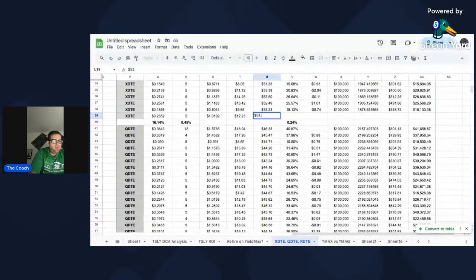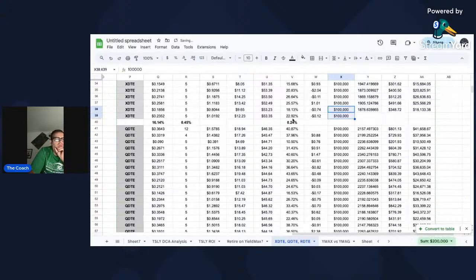So swinging back over here, we are at 53.35, let's just say. Okay, and then center these, and we're going to have the results we're looking for here in just a second, so bear with me. Okay, so 22.92% for that one, off of $100,000. Let's do some maths here.